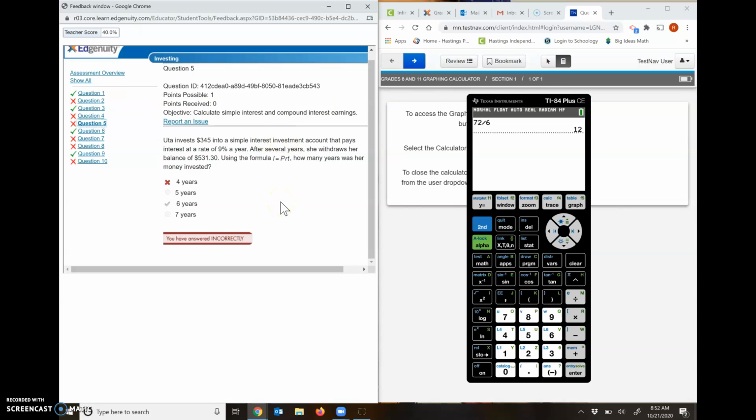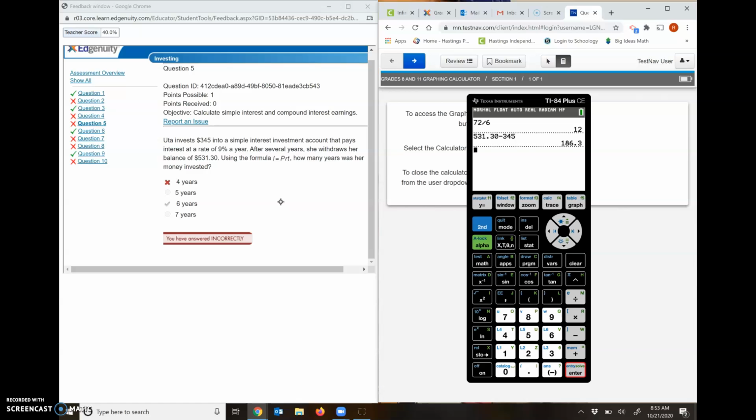All right, here, Alta invests $345 into a simple interest account that pays at a rate of 9% a year. So using the formula, we got to figure out how much interest she actually made. So we got $531.30 minus $345. So she made $186.30 in interest. So we know her starting amount, we know her percentage. Now we just have to figure out the year.